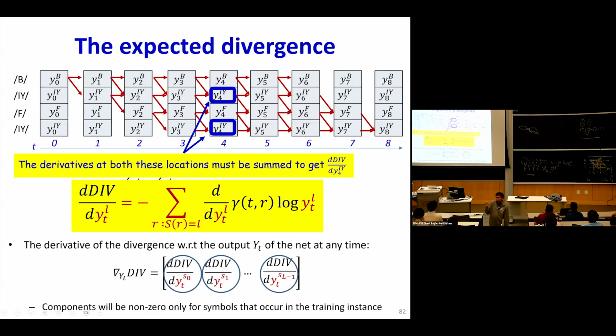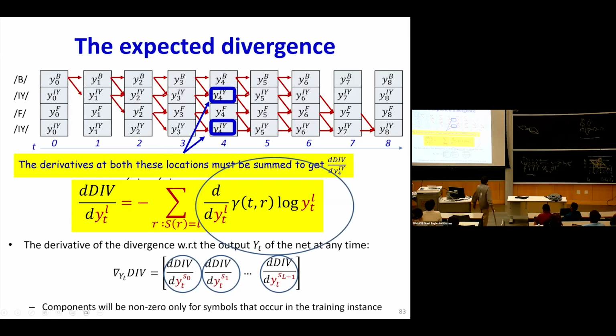What is the derivative for e? The derivative for e occurs twice in the graph. So the contribution of e to the overall loss is going to be gamma 4 2 times ye4 plus gamma 4 4 times ye4, right? So it's going to be the gamma over here, up there, times ye4 plus gamma over here times ye4. That's the contribution of e at time 4.